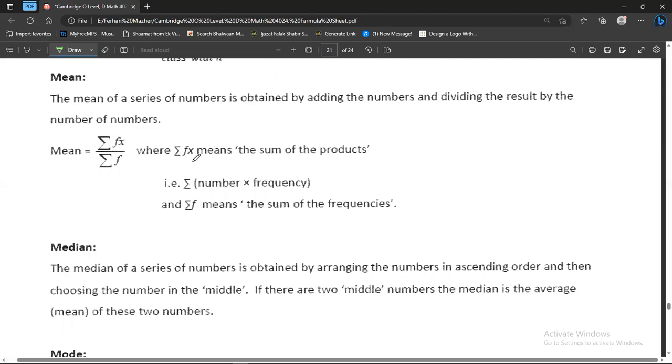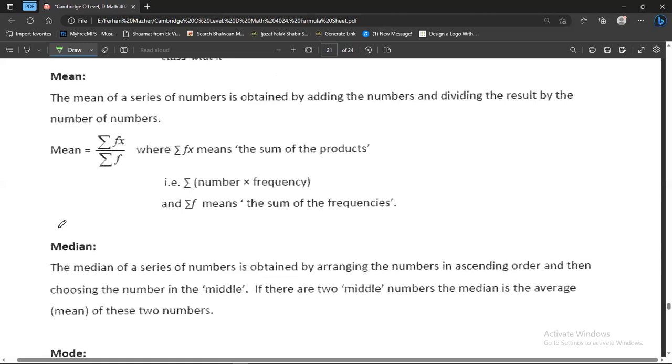Where summation fx means the sum of the products of f and x, and the summation sign means the sum of the number multiplied by frequency. Here, summation f means the sum of the frequencies.